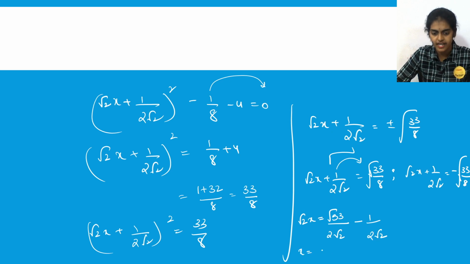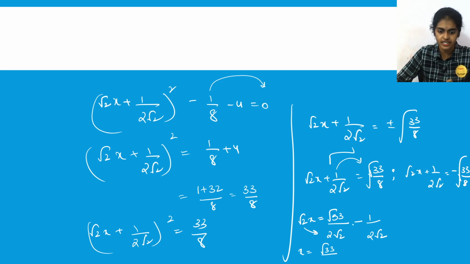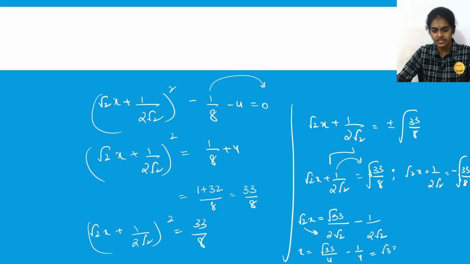And what is the x value? It is root 33 divided by, now this root 2 goes to the division here, so you'll have 2 into 2, 4, minus 1 by 4. Okay, so your x value is this, or I can write x is root 33 plus minus 1 divided by 4 is my x value.